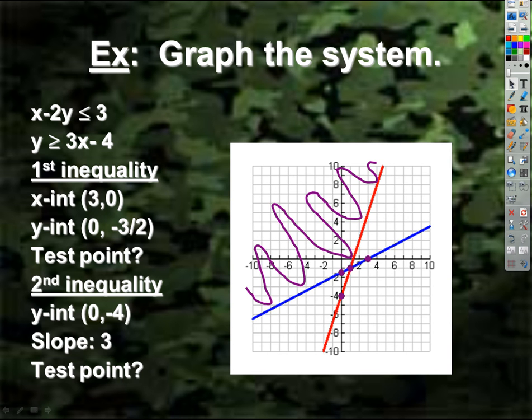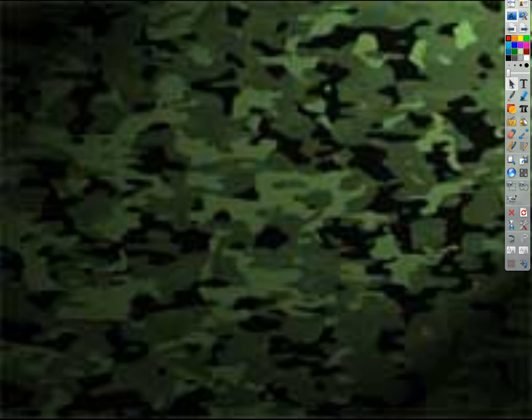Now you can have systems with many equations. It's not a big deal. You can have 3 or 4 or 5 or whatever. This is a really simple one because these lines are really simple to graph. So let's look at one that's got 3. What about the first one? x is less than or equal to 0.